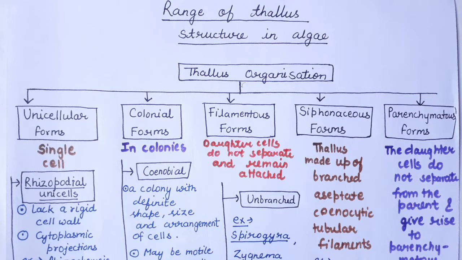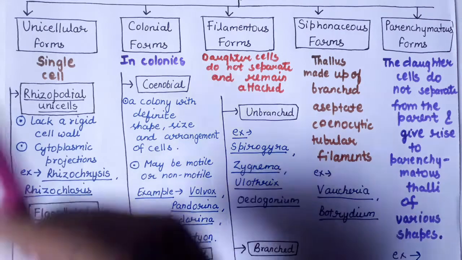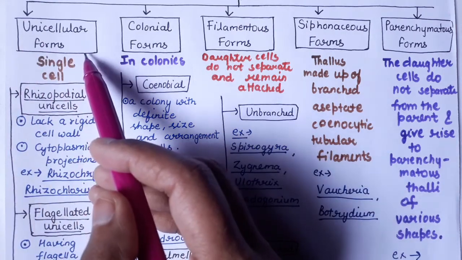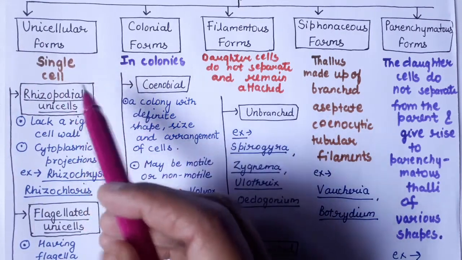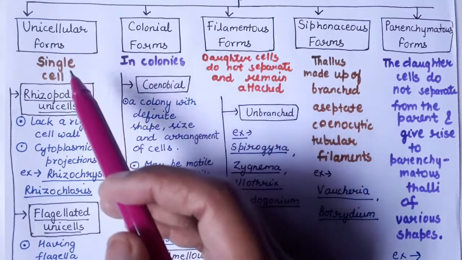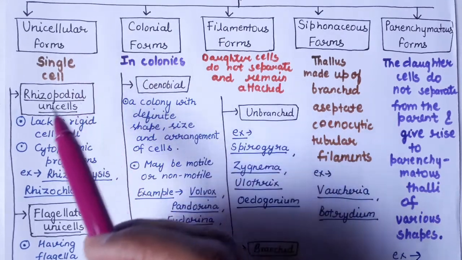Today we will discuss a very important question for your exams, that is range of thallus structure in algae, or we can call it thallus organization in algae. So in the case of algae, the thallus can be organized in different forms and I have made a summarized video here for it. The unicellular forms are those forms that are made up of a single cell, and these unicellular forms can be classified into four different categories.